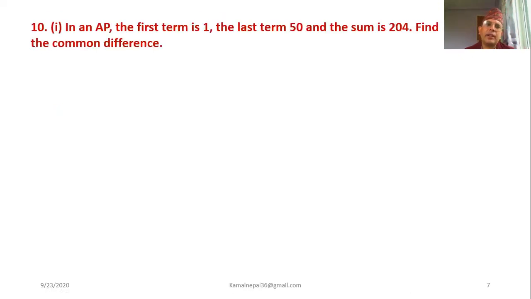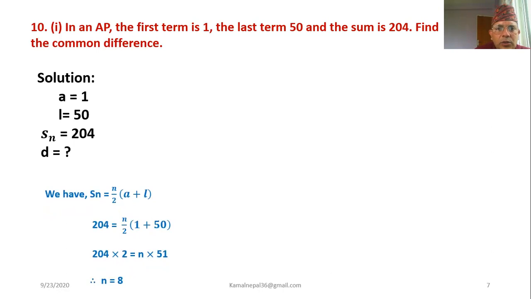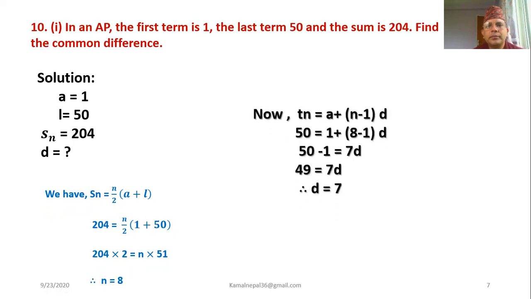Next question: there are 10 terms in an AP. The first term is 1, the last term is 50, and the sum is 204. Find the common difference. So solution, A is equal to 1, the last term is 50, Sn is equal to 204, and D is equal to how much? So we have the formula Sn is equal to n by 2 into (A plus L). Now 204 is equal to n by 2 into (1 plus 50), it is 51, and n is equal to 8. You got it, it is your solution.